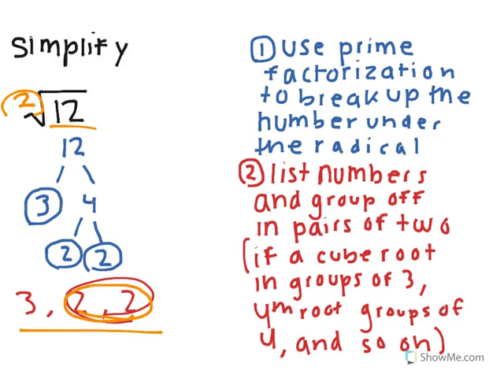And I say here, if it were a cube root, in groups of 3, there would be a 3 there. A fourth root would be 4, and so on and so forth. But the most common you're going to see is 3 and 2, and 2 will be written as no number here. No number will be written there when it means 2.